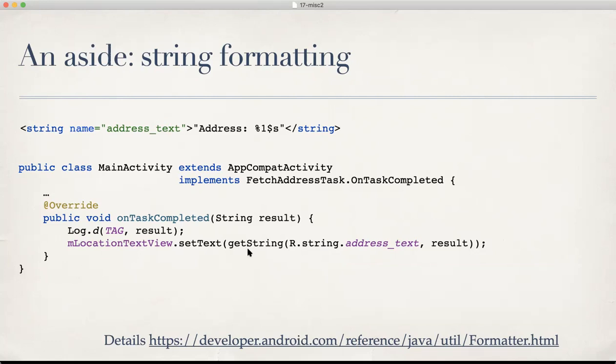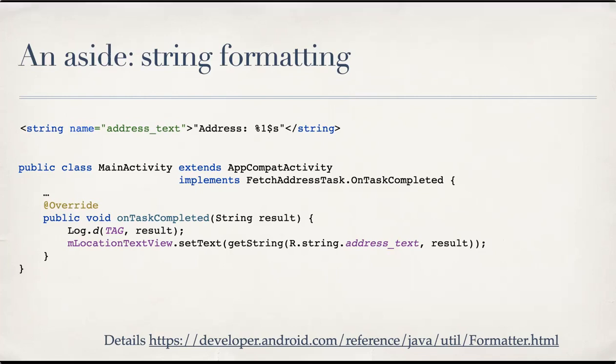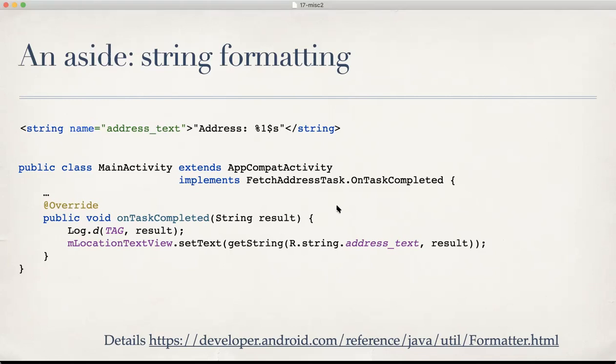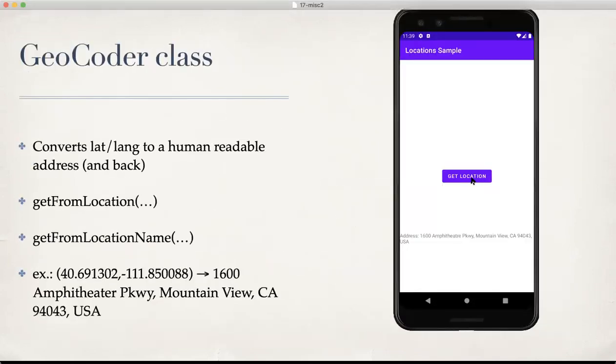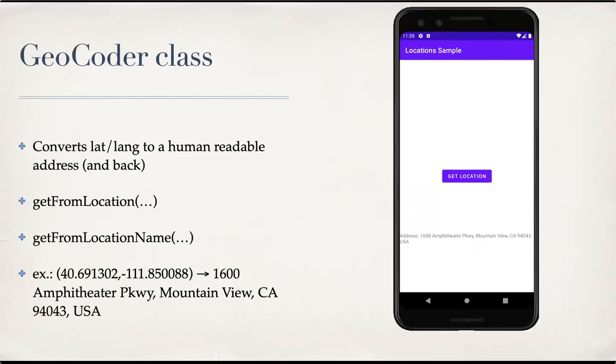All right, so that's all about locations for now. And I hope with this you are equipped to use it in your apps. So the UI here is like this. So you click get location, it does all the magic and shows you this address. Right, thank you.